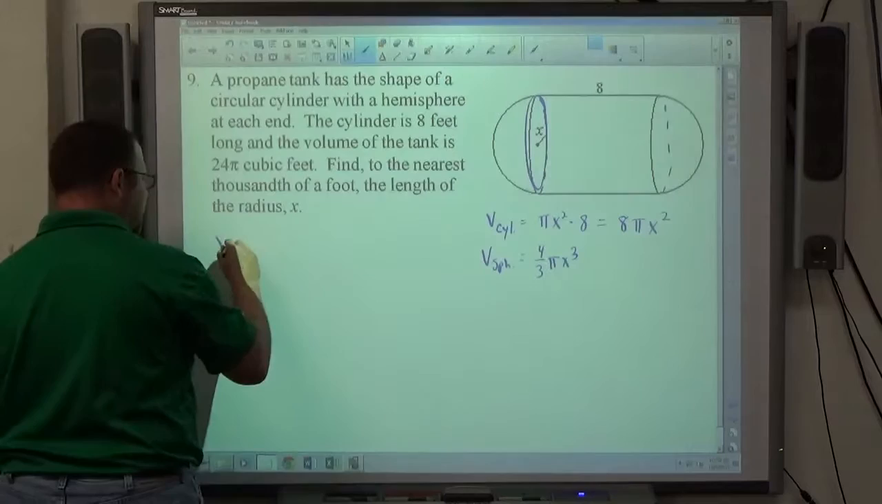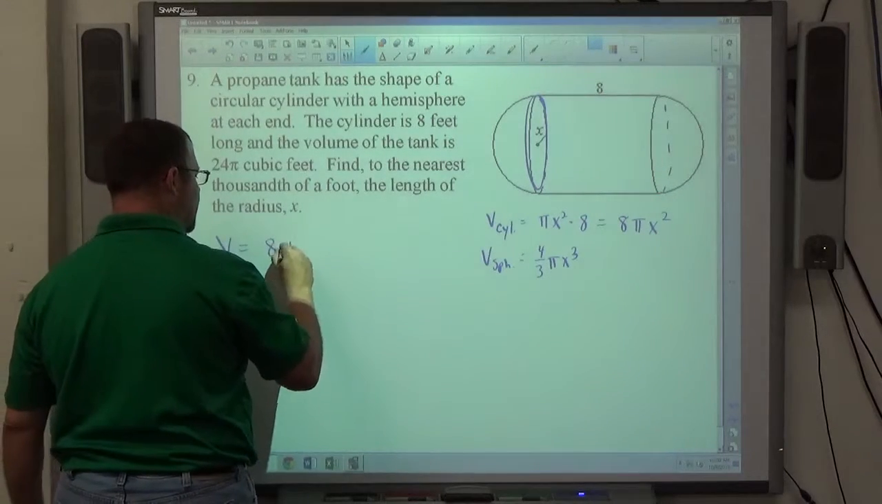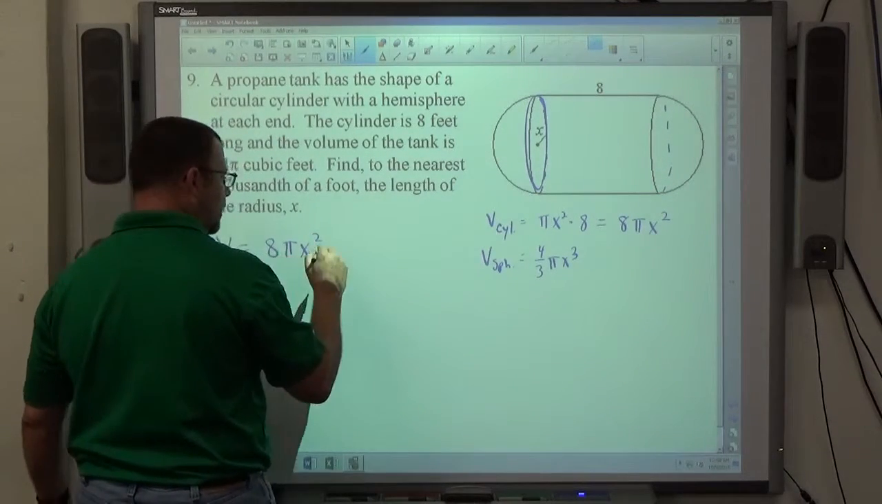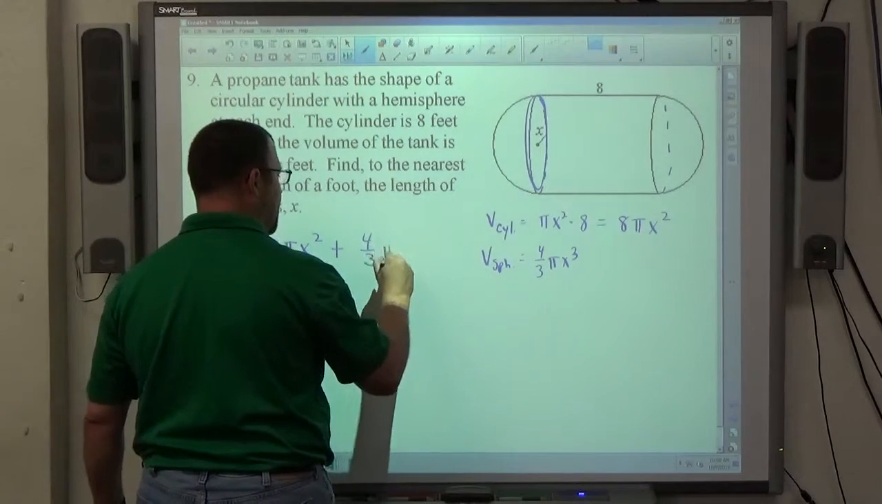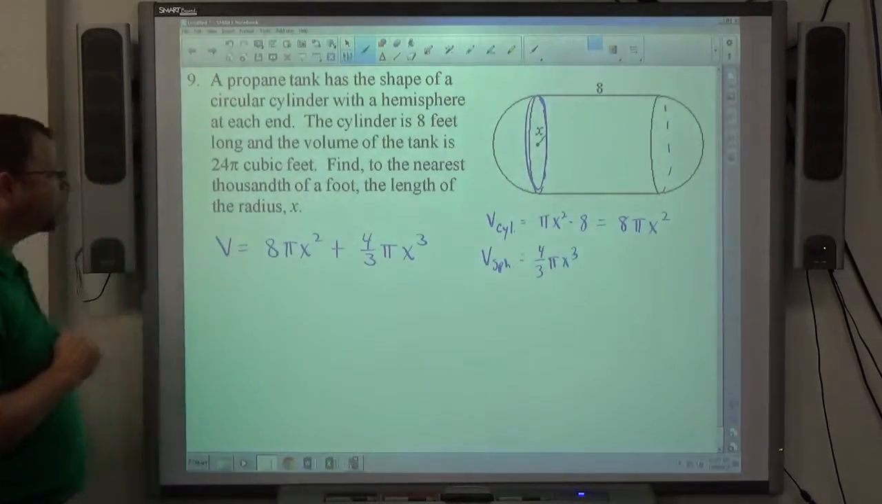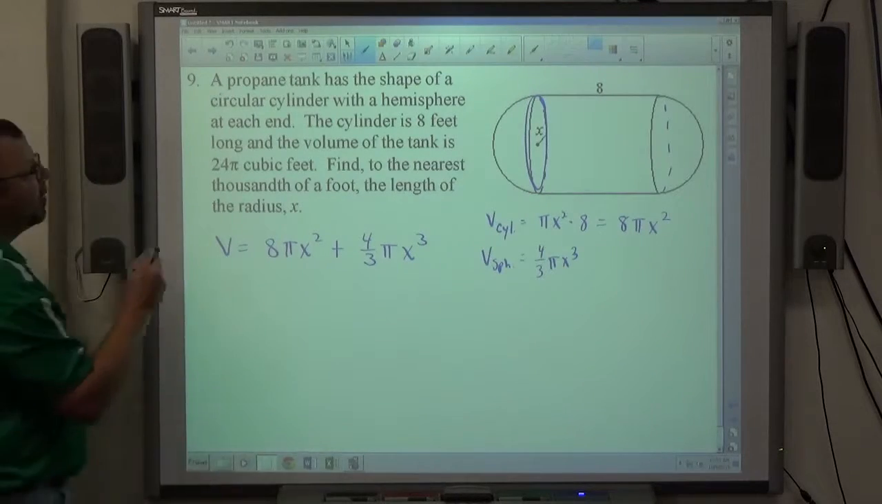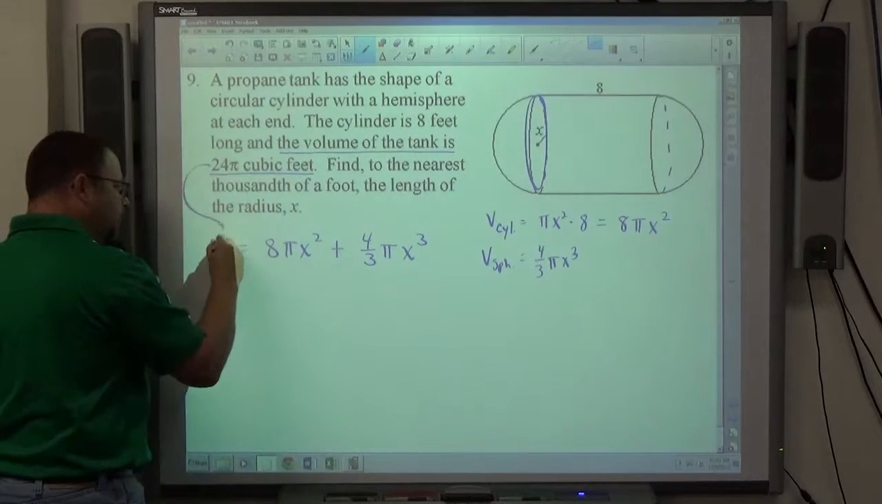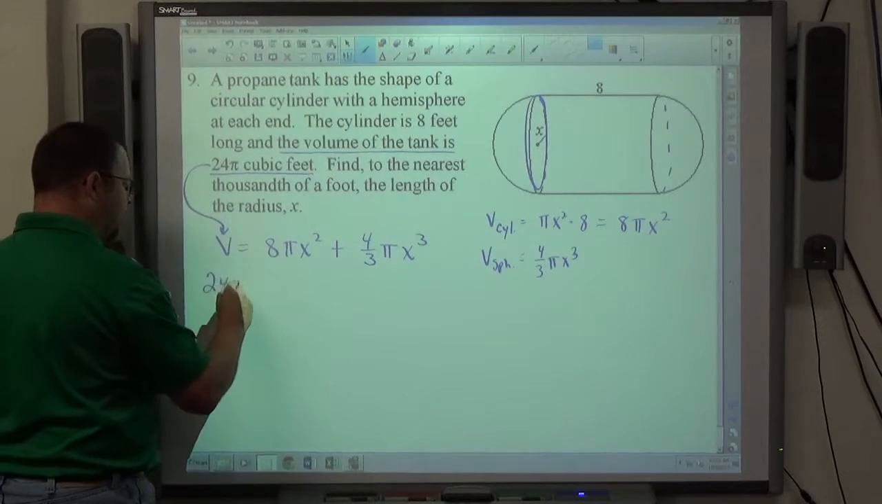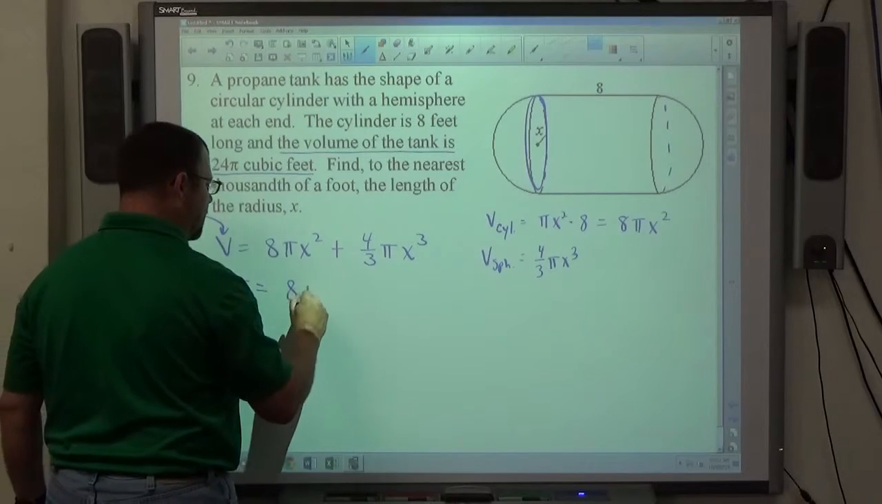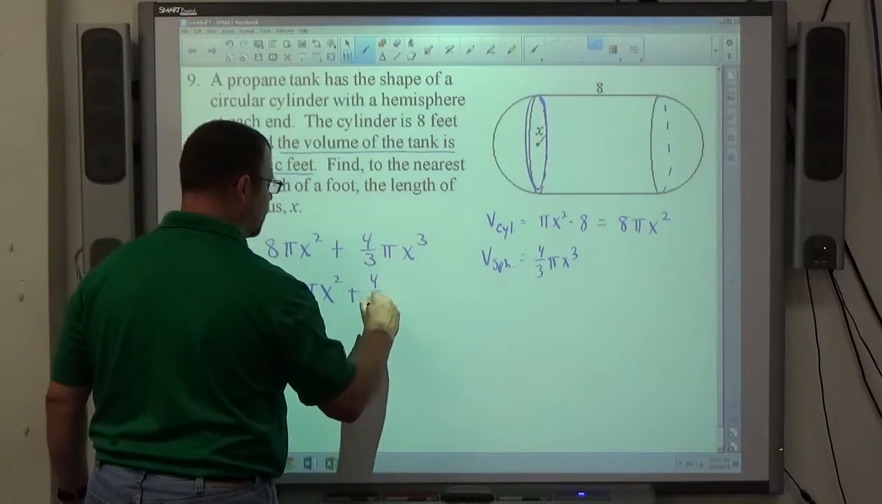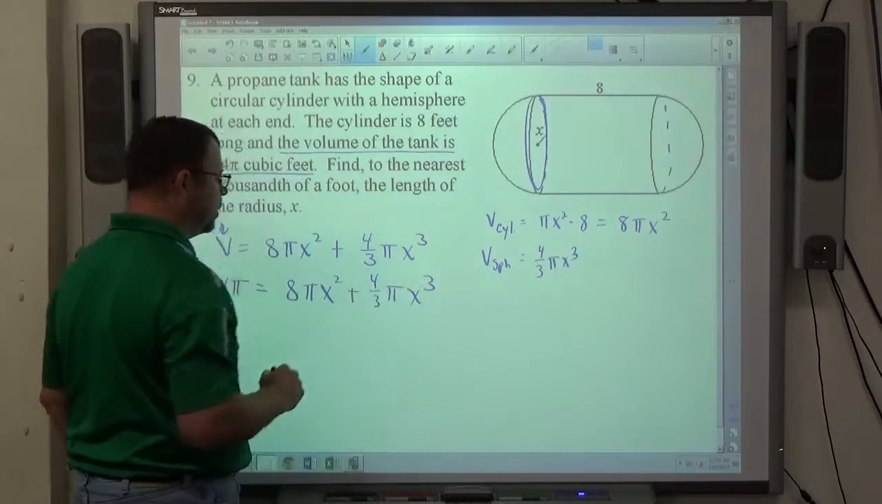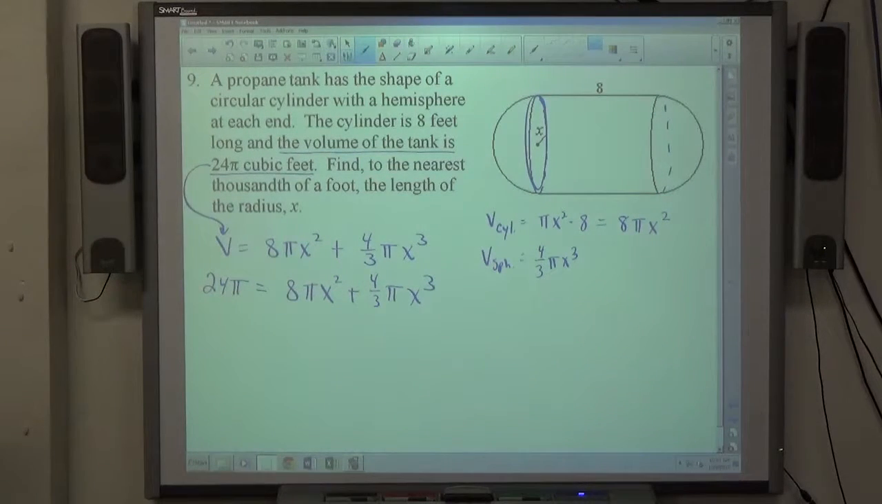So the volume of the tank is equal to 8 pi x squared plus 4/3 pi x cubed. Next, they tell me the volume of the tank is 24 pi cubic feet. The volume right there is 24 pi cubic feet. That equals 8 pi x squared plus 4/3 pi x cubed. So just like that, I get myself a polynomial function that can be solved. My job is to find out what x equals that makes this work. Okay, we'll do that in a minute.